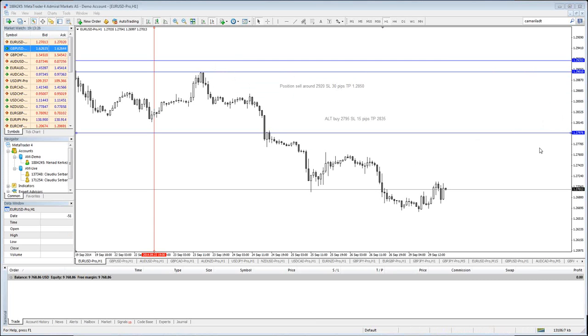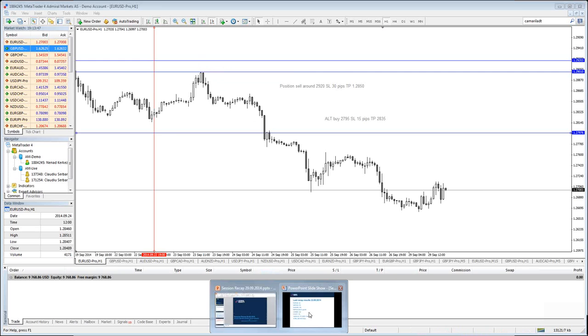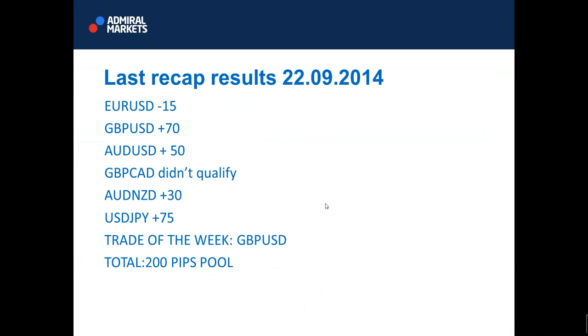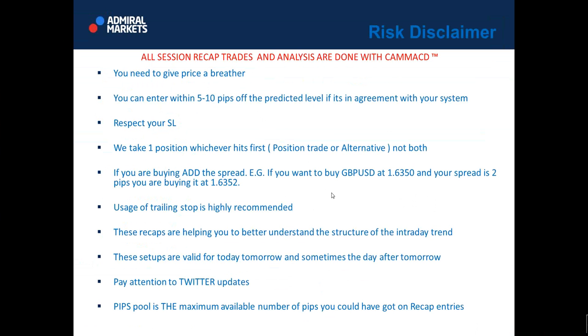But the thing is, as you can see, well, maybe some of you have taken the entry. I didn't take this trade, but it dropped very, very significantly after this, as you can see. But unfortunately, it didn't hit our primary sell. But again, as I was telling you guys, always pay attention not just to my entry points, but pay attention to this. You need to understand the structure of the intraday trend.